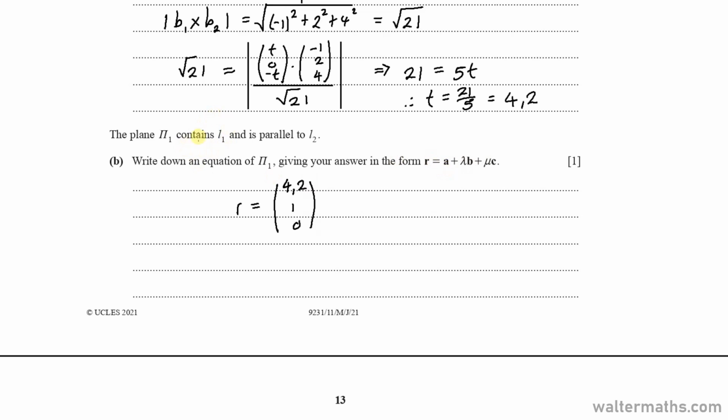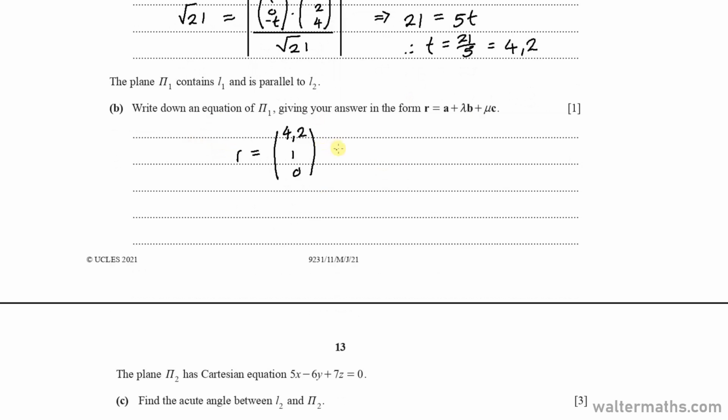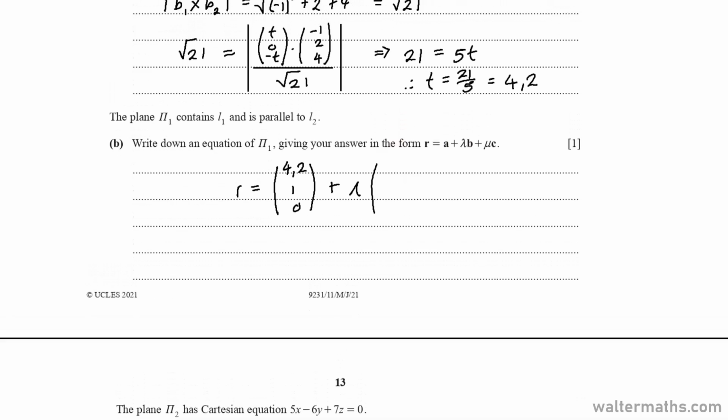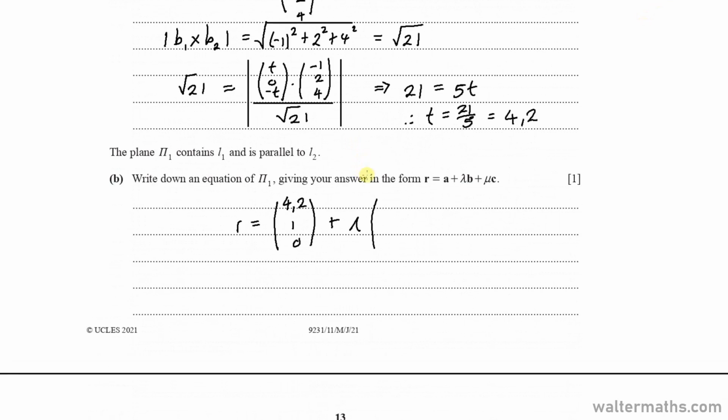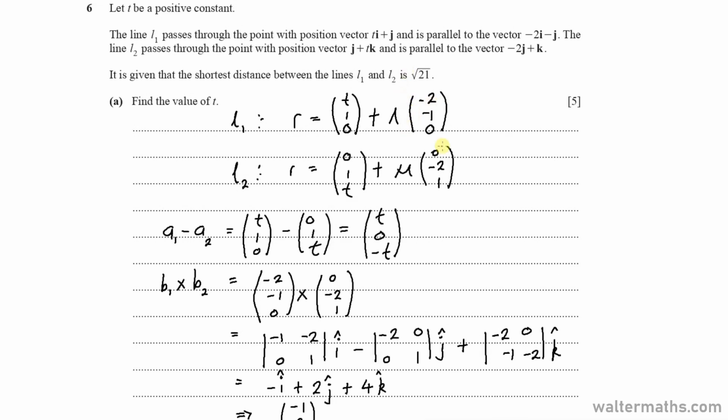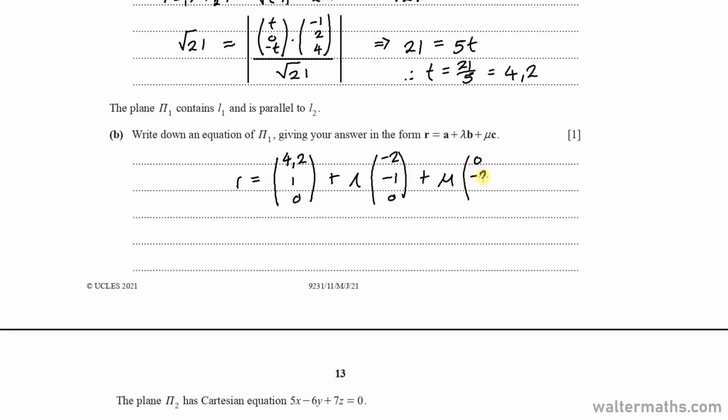So it has to be a point on the line since the plane contains the line L1. And that's plus lambda b. So b is any direction vector that is parallel to the plane or that is right on the plane. So we can take the direction vector of the line L1 since it's already contained in the plane. So that's (minus 2, minus 1, 0). And that's plus mu c. c is also a direction vector contained in the plane or parallel to the plane. So we're going to take the direction vector of L2 for that, which in this case is (0, minus 2, 1). So this here is the equation of the plane pi1.